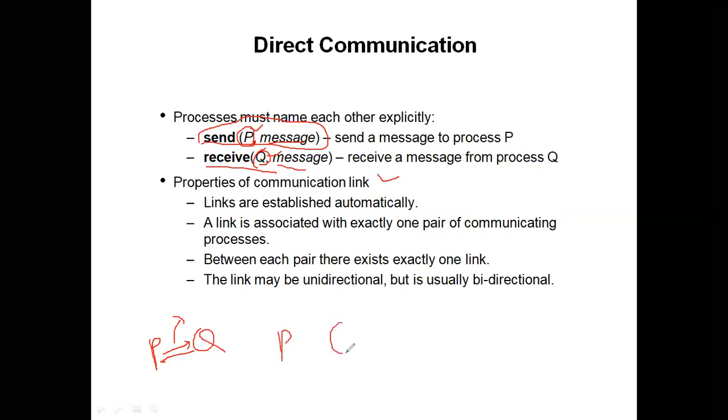But in case of a bidirectional link, the message can be sent in both directions on the same link. So one link established between P and Q can carry messages from P towards Q as well as from Q towards P. So in case of direct communication, the link can be unidirectional or bidirectional depending upon the situation.